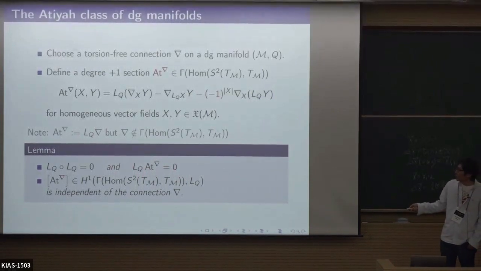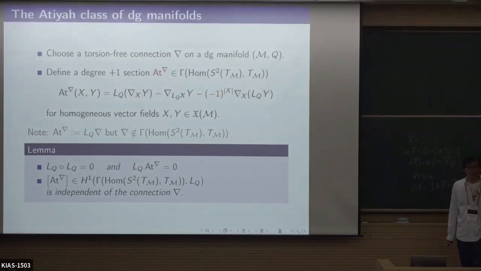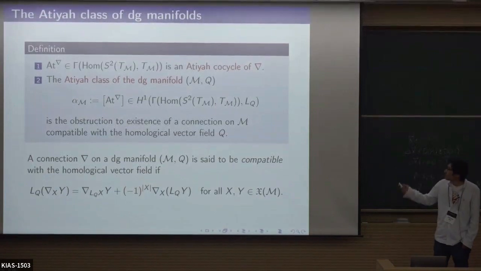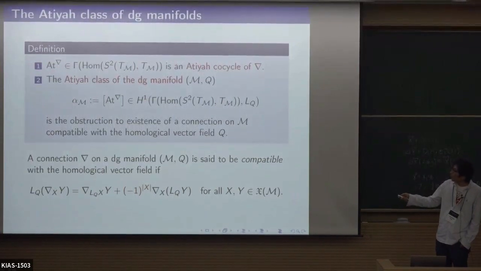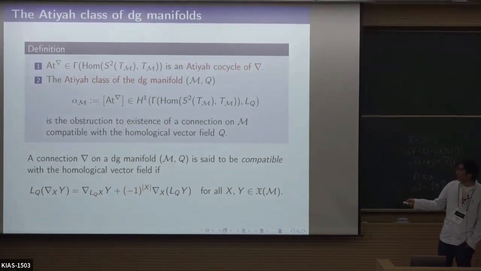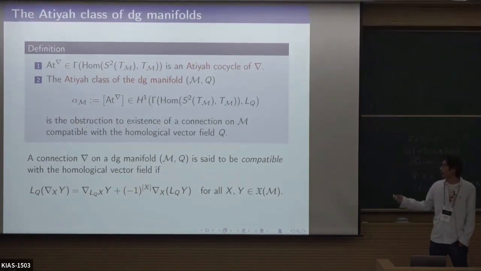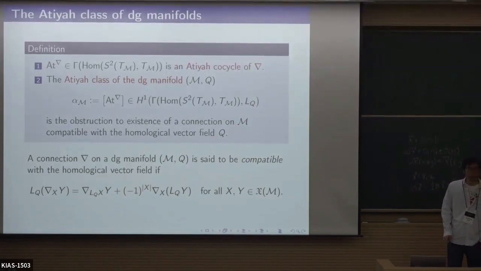And its cohomology class in general is not 0, because although the cocycle is L_Q of nabla, nabla is not inside this space. So it's not in the coboundary all the time. So you get a non-trivial cohomology class in general. And then it turns out this is independent of the choice of connection. So we can define the Atiyah class like this. This At_nabla I defined is called the Atiyah cocycle, and the Atiyah class of this DG manifold is the cohomology class. And the meaning is that it's an obstruction to the existence of a connection on the graded manifold which is compatible with Q.